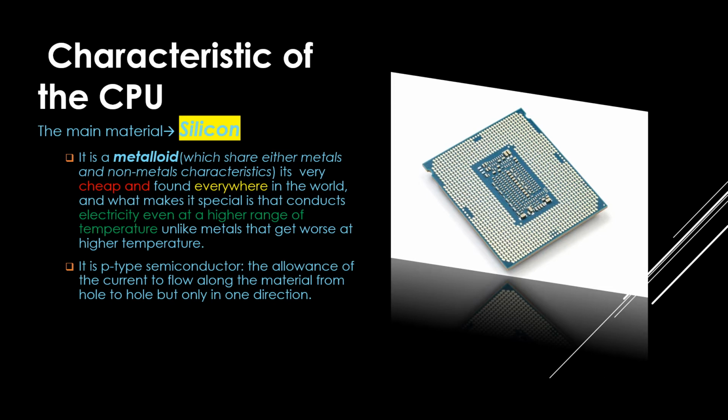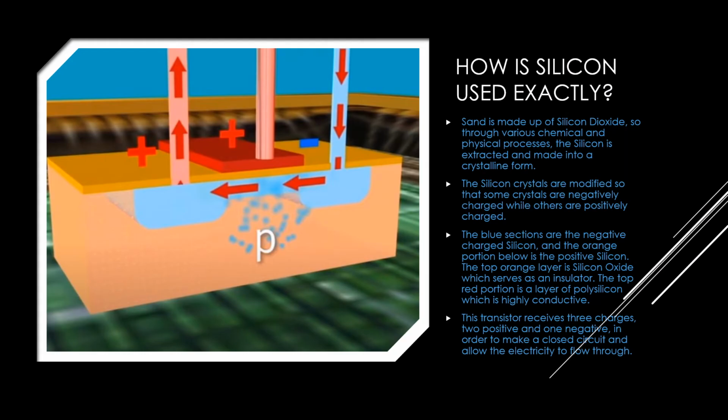And it is what's called a p-type semiconductor, which allows the current to flow along the material, but it only travels in one direction. The silicon is used in what's called a transistor, which is present in the CPU. And the silicon that is used for that transistor comes from sand. Sand is made up of silicon dioxide, and then through various chemical and physical processes, the silicon is extracted and formed into a very large rod in a crystalline form, similar to the pictures shown before.